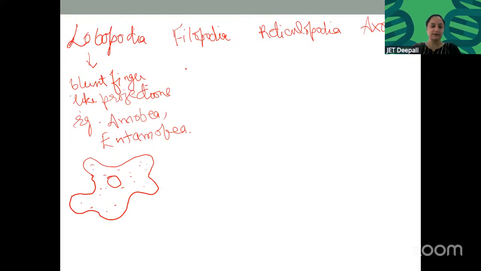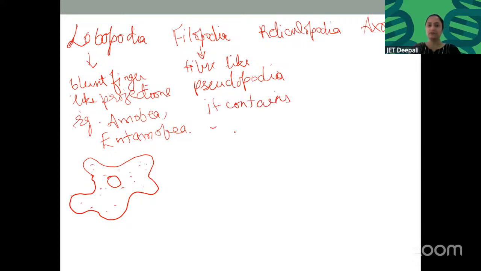Now coming to the next type, called filopodia, fiber-like pseudopodia. They contain ectoplasm. So what you will write: fiber-like pseudopodia. It contains ectoplasm. Example, Euglypha.